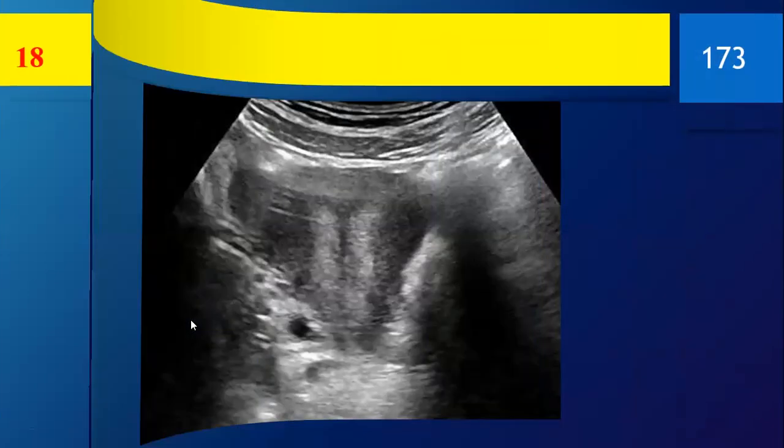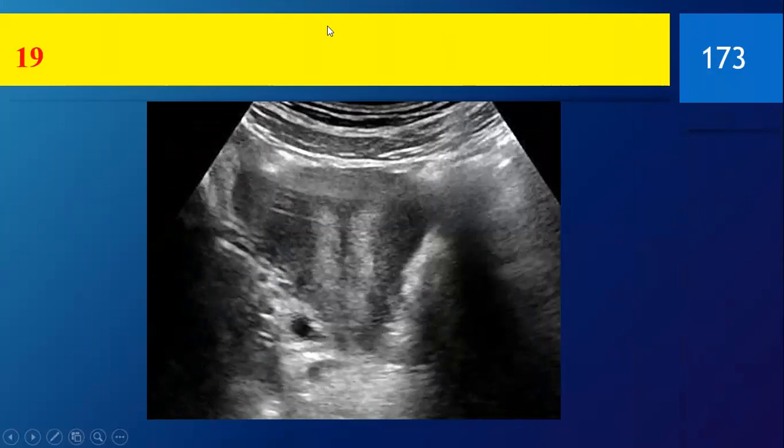Look at this one. The uterus is like this from the outside, and the endometrial cavity is like this. So this is a septate uterus. It looks like a heart from within.